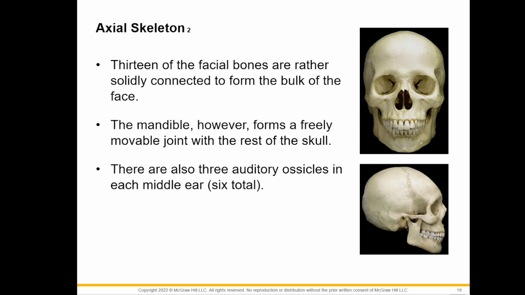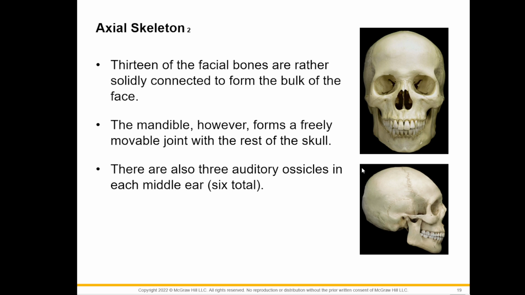That's why our face is intact. You cannot move the face. Di ba? Hindi mo pwedeng i-rearrange yung face mo. But there is one bone out of the 14 that freely moves, and that is the mandible or the lower jaw. This is your lower jaw or your mandible. It is the only freely movable bone in the entirety of the skull.